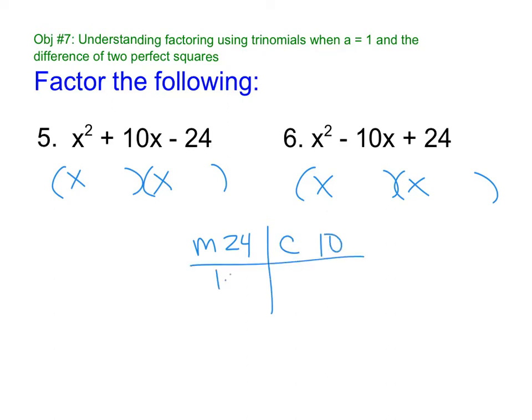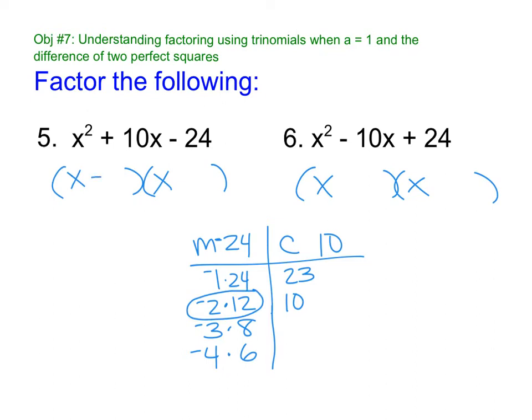So 24 is 1 times 24, 2 times 12, 3 times 8, and 4 times 6. All right, so now the one on the left, I have a negative. So we're multiplying to a negative, combining to a positive. So when we multiply to a negative, we need different signs. So different signs subtract. So which pair gives us a positive 10? 2 and 12, so it's the minus 2 and the plus 12. Minus 2 plus 12. Those multiply to a negative 24, combined to a positive 10.